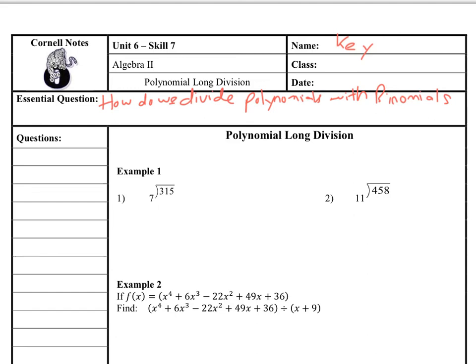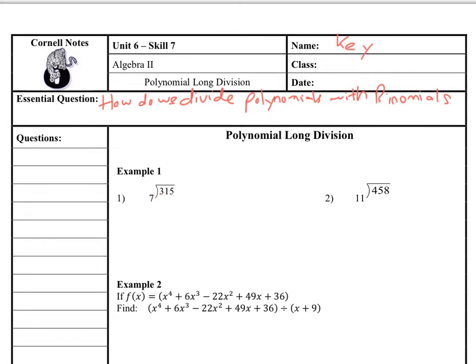Alright, so we're going to be doing Unit 6, Skill 7: how do we divide polynomials with binomials. Alright then, so how do we divide? Basic question, 315 by 7. Obviously 7 does not divide 3 nicely, so we're now looking at 31.